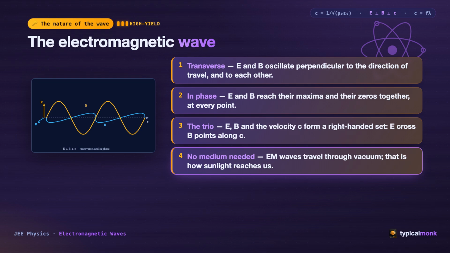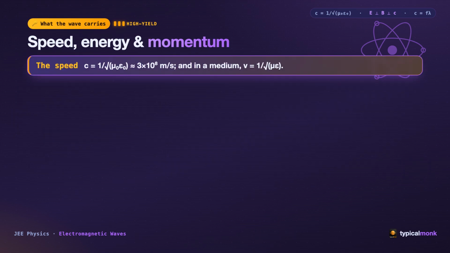No medium needed. Electromagnetic waves travel through empty vacuum. That is how sunlight reaches us across space. Now what the wave carries.